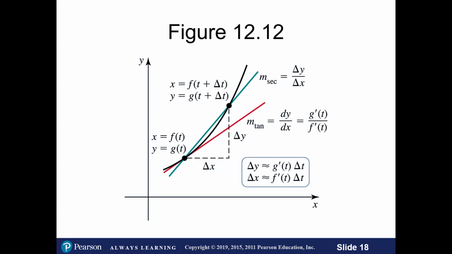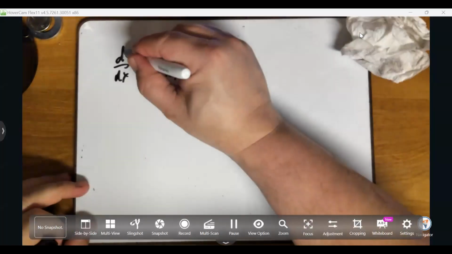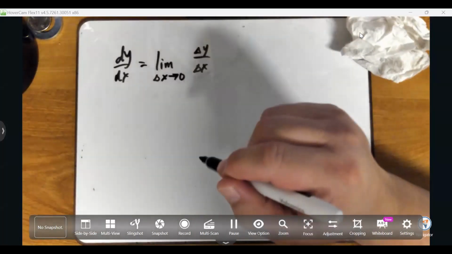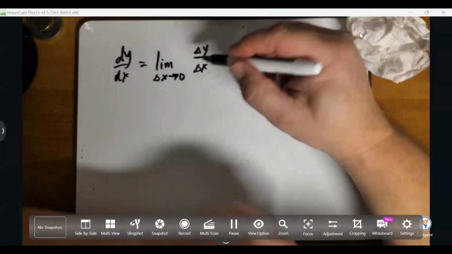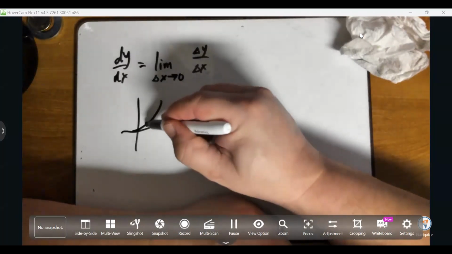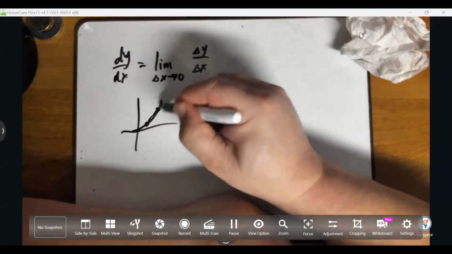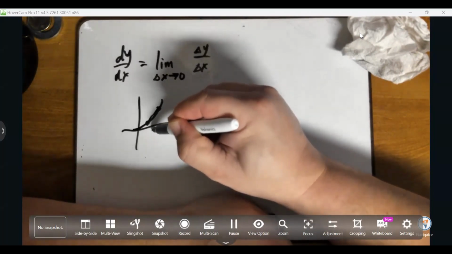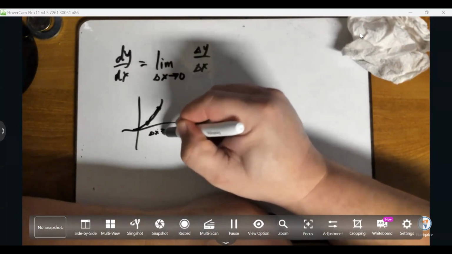So we can write that dy dx is the limit as delta x goes to 0 of delta y over delta x, right? That's familiar from Calc 1. And that just means, so here's our picture, right? This is the secant slope, as we're moving this point closer and closer, I'm making delta x go to 0.